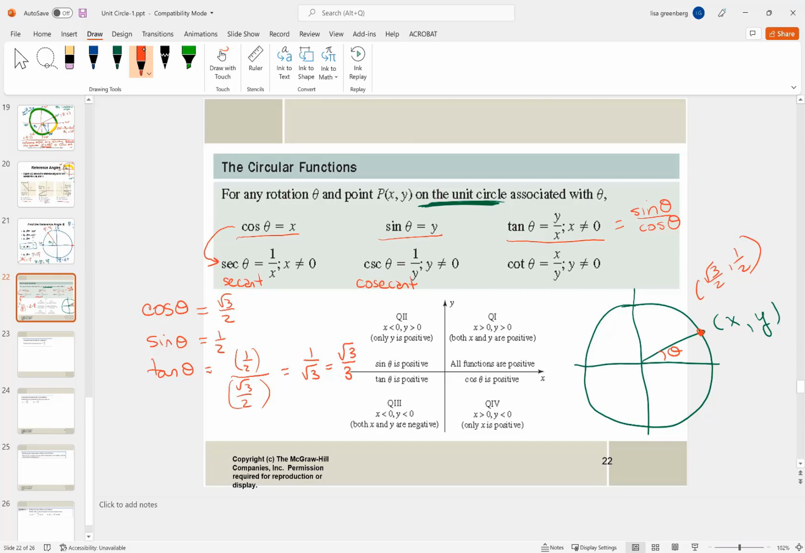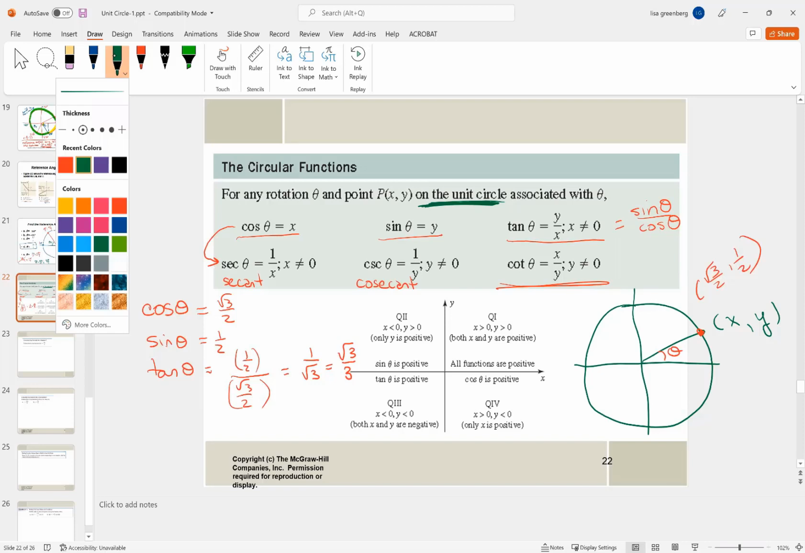And how I kind of remember it, I don't know if this helps anybody, but I kind of give clues about how to remember things. I always feel like the cosine and the cosecant should go together, but they don't. So you kind of have to switch them. So cosine goes with secant, and sine goes with cosecant, and tangent goes with tangent. These are just reciprocals.